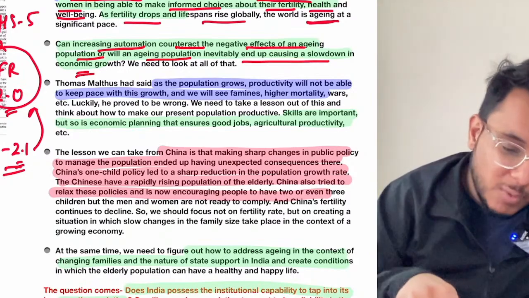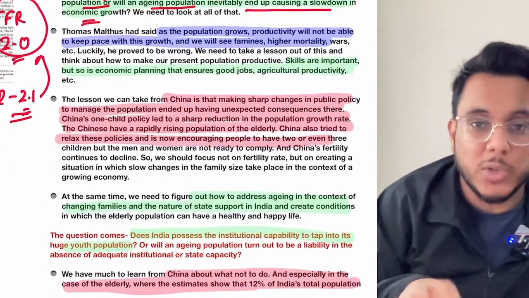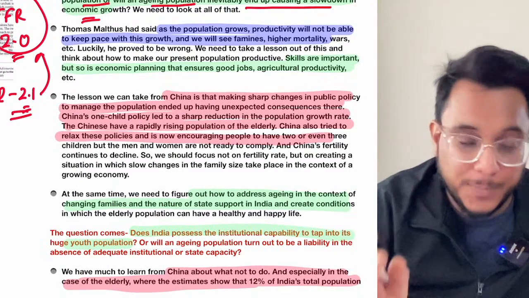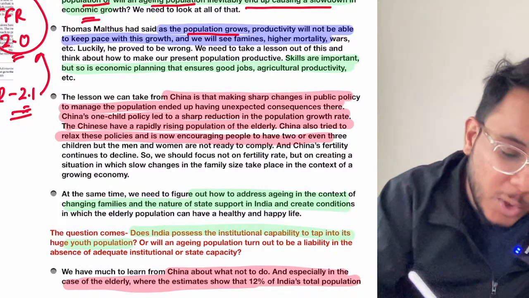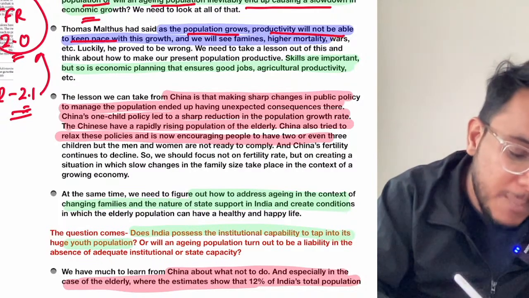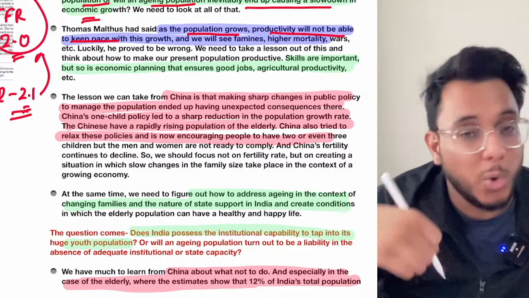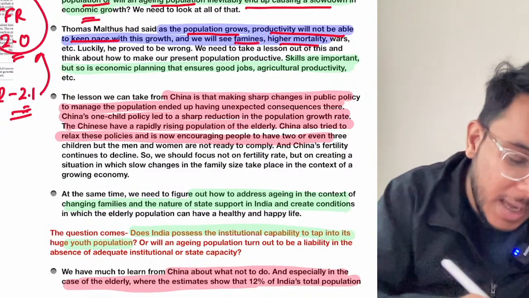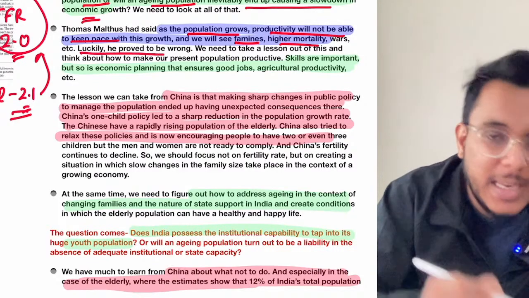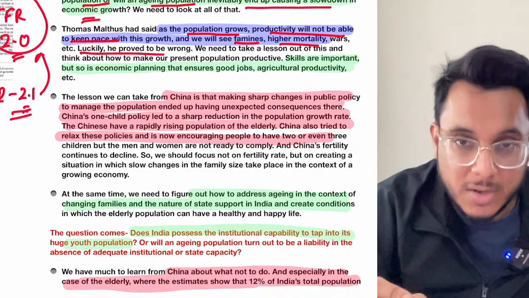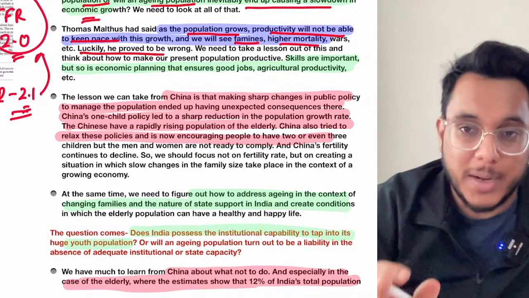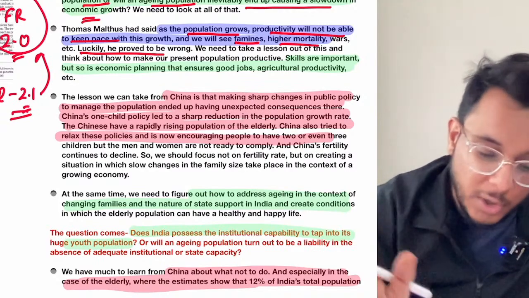Okay, there is one reference that has been given, to Thomas Malthus. Now Thomas Malthus was a demographic thinker. He said that as the population grows, productivity will not be able to keep pace with the growth. Population will grow, agriculture will not be able to keep pace with it. There will be famines, and higher mortality will come. Now luckily Malthus has been wrong. It's not the case that as population increases, economic development will suffer. That has been proved wrong.